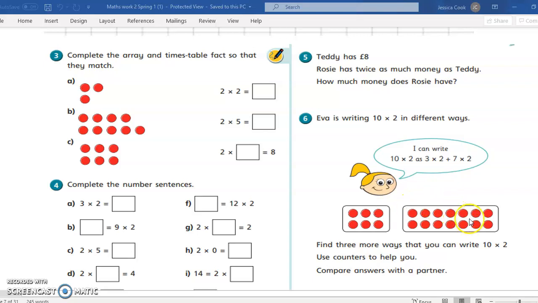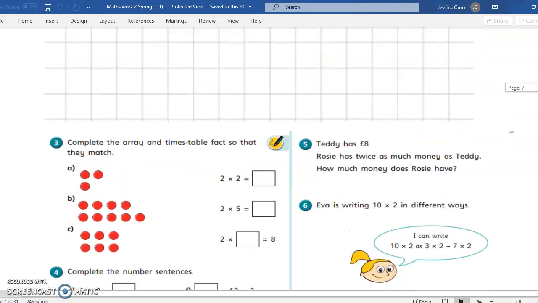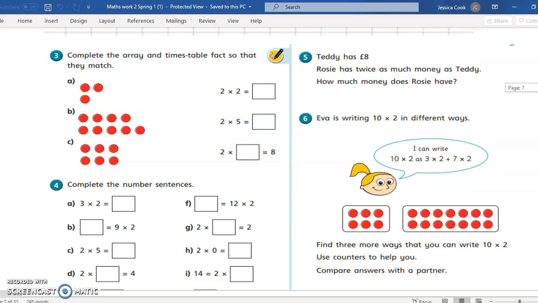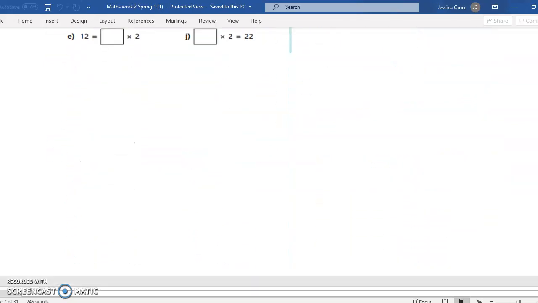So can you now find 3 more ways to show me 10 times 2? You could show me using arrays and a multiplication sentence. You could think about your 5 times table as well in there. Can you show it in 3 different ways? Okay, so we need to write 10 times 2 in 3 different ways.